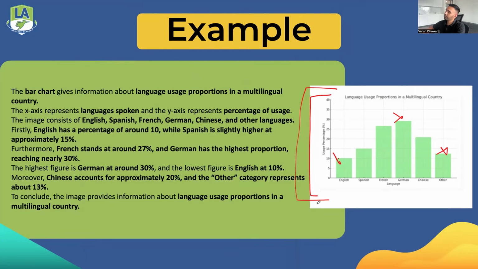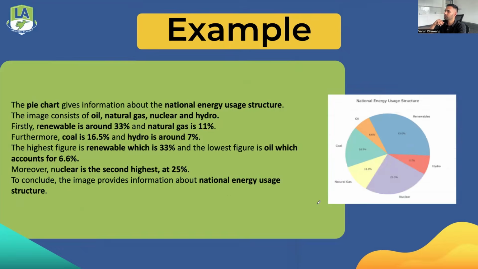If you want to even simplify it further, you can do it this way. The image gives information about language usage in different countries. The x-axis shows different languages, which are English, German, and Chinese. The y-axis shows different numbers, which are 10, 20, and 30. English is around 10% and Spanish is around 15%. Moreover, French is 25% and German is 30%. German is the highest, whereas English is the lowest. Overall, the image is about different languages, which are English, Spanish, and French. That's it. Even if you're speaking it your way, you are relevant, you speak in a flow, you're clear, you will 100% get the scores.